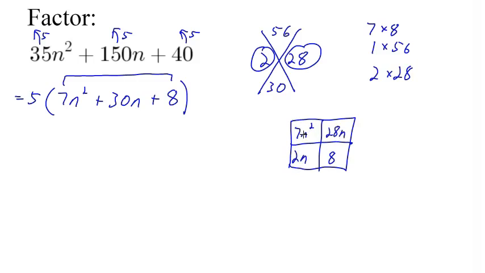To make 7n squared, it's going to be 7n times n. So we're going to line up the 7n with the 28n. Then n times 2 equals 2n. And 7n times 4 equals 28n. And notice that 2 times 4 does equal 8. So now these expressions on the borders are the factors. We still have that 5, and we have 7n plus 2 and n plus 4.